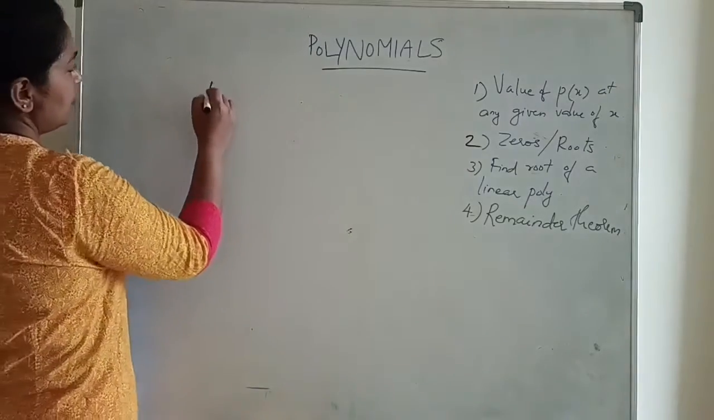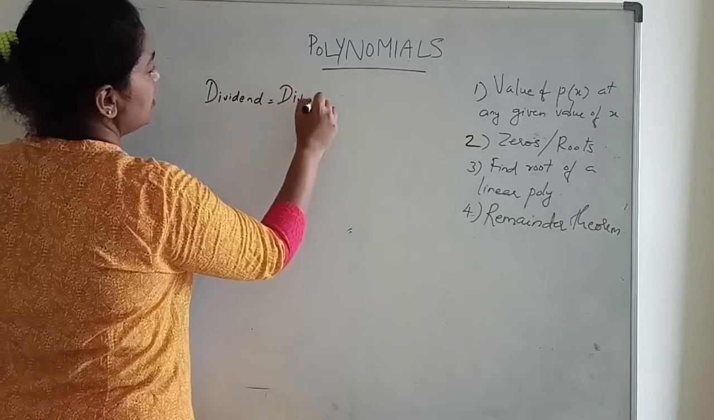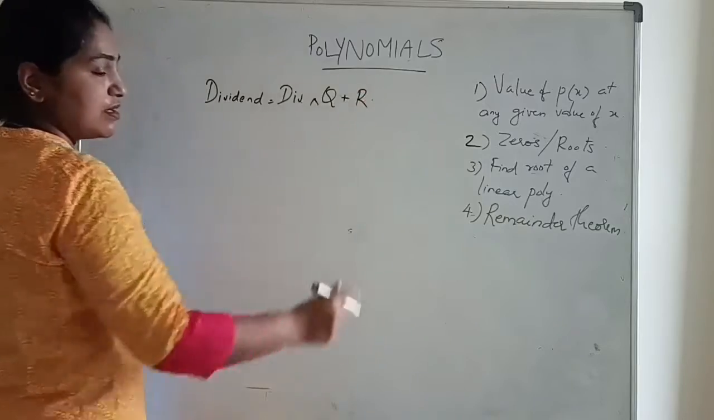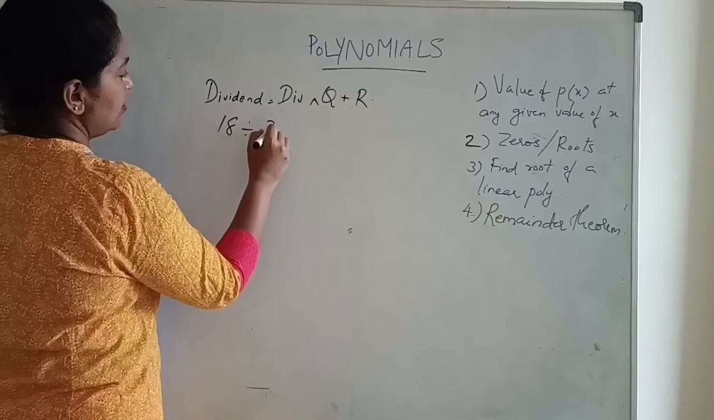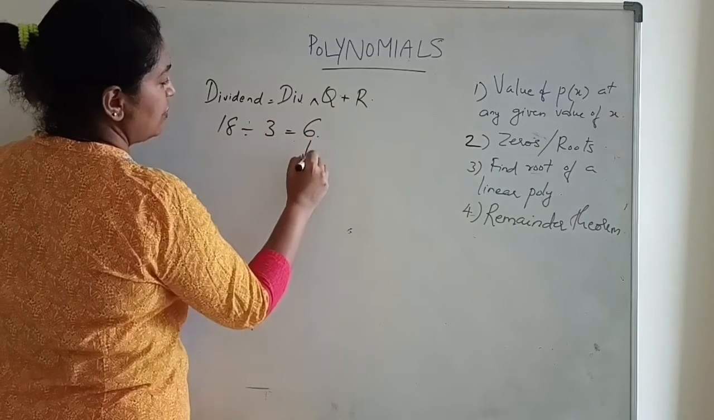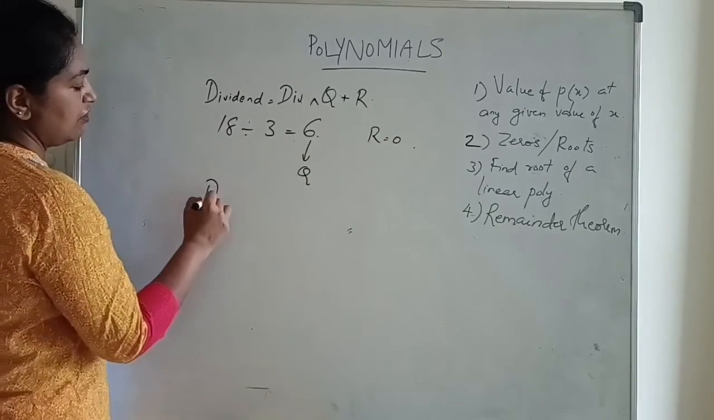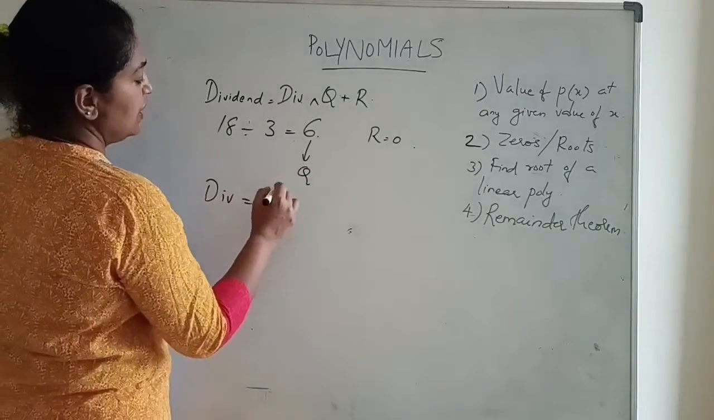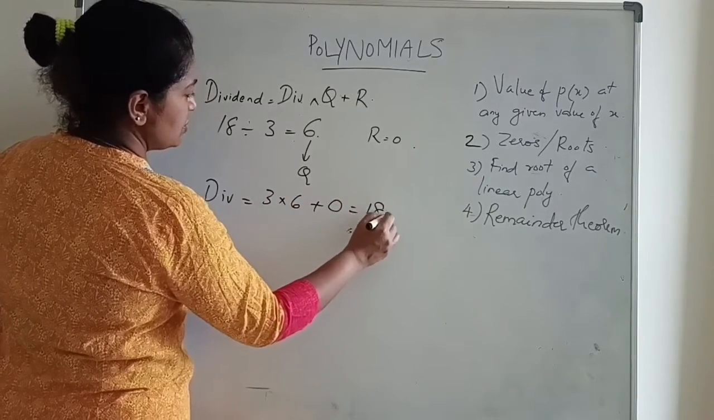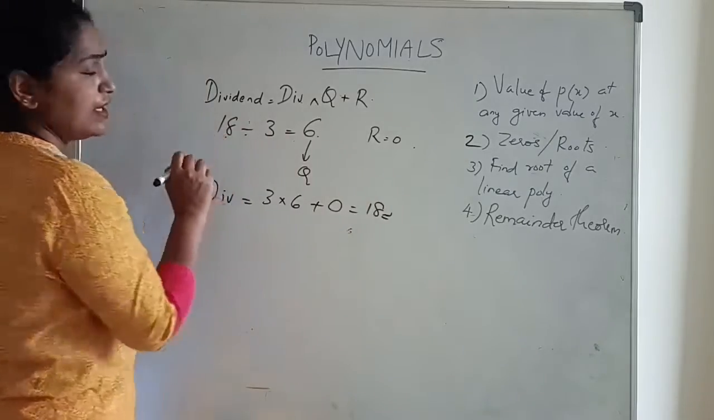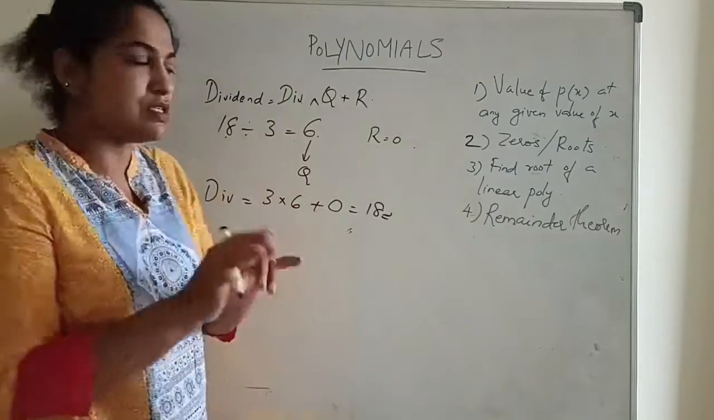You also know that dividend is equal to divisor into quotient plus remainder. That is the basic of division. You have 18 by 3, which will give you 6. I know 6 is the quotient and my remainder is 0. When we are checking it, dividend is equal to divisor into quotient plus remainder, so I get back 18, which is actually my original dividend. So I know that this particular statement holds true for numbers.